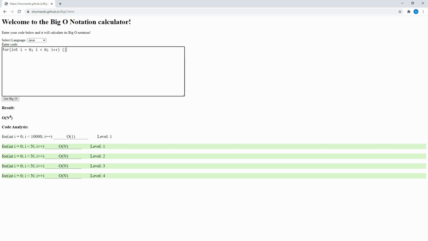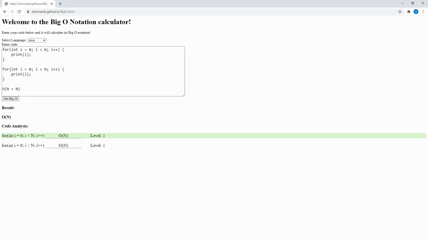How about if we had two for loops, but they're adjacent to one another? What would be the time complexity of this? Well, we're running two n's. It's safe to say that we could call it O of n plus n. The result's going to be O of n.